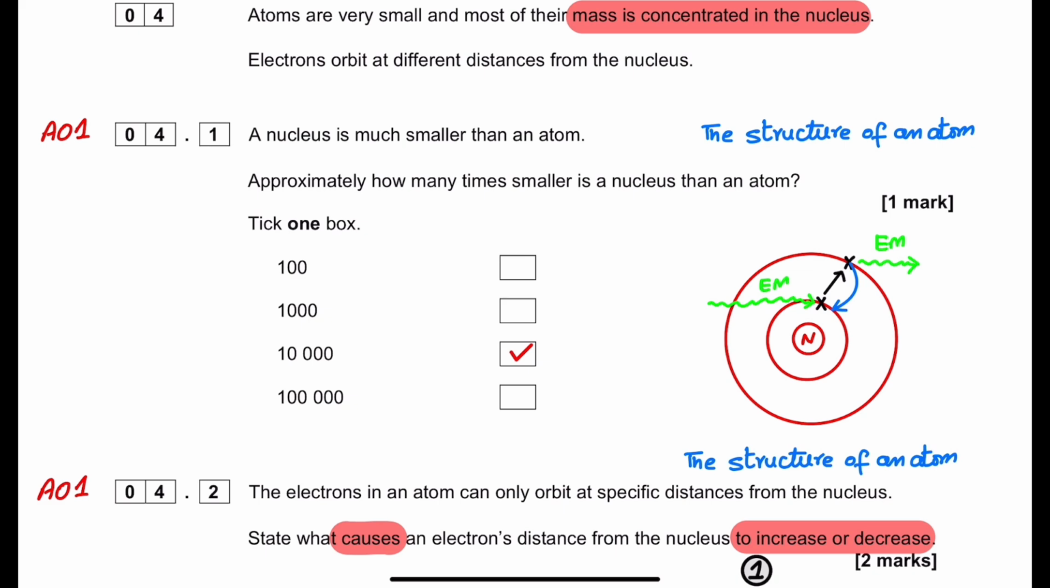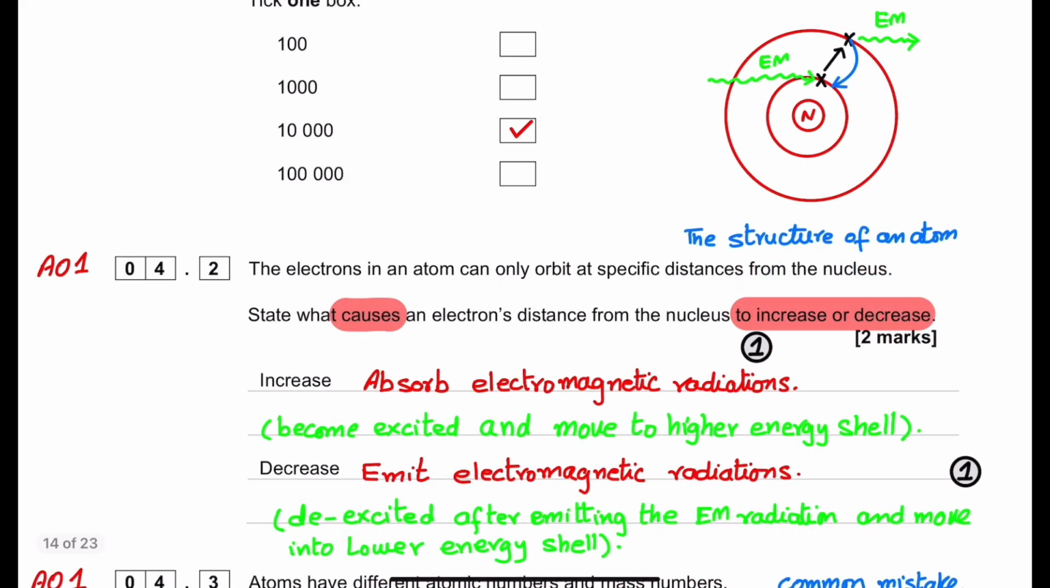Let's see the model answer. When the electron absorbs electromagnetic radiation, we can see here, it becomes excited and moves to the high energy shell. It will move from the lower energy shell to the higher energy shell. The electron becomes de-excited after emitting the electromagnetic radiation and moves into the low energy shell. As a result, the distance between the electron and the nucleus reduces.